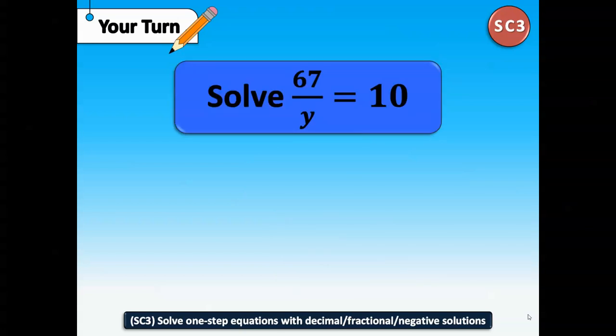Here's another question for you to have a go at. Pause the video, and when you're ready to see what you should have done, press play. So we want to solve 67 over y equals 10. When the letter is on the bottom of the fraction, we can swap around the y and the 10. So 67 over 10 equals y. And we could just give this as our answer. Or if we want to give it as a decimal, the answer would be 6.7.